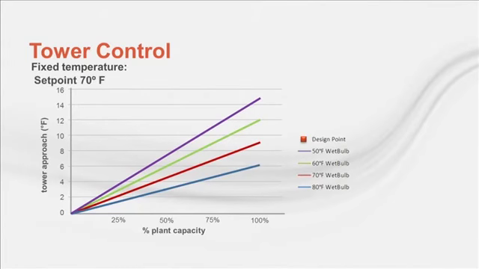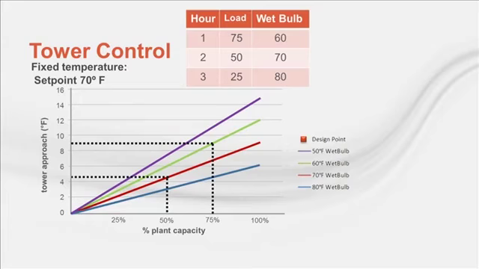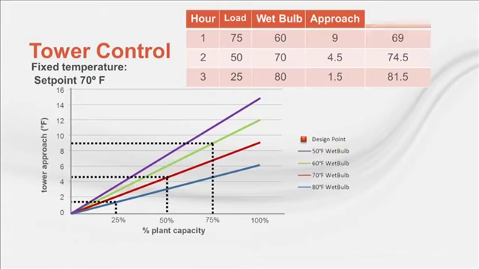Here's an example. The user enters a fixed tower leaving temperature of 70 degrees. Using the same graph from the last screen, we'll calculate the entering condenser water temperature for 3 different hours of the day. We'll look at 75, 50, and 25% loads with wet bulbs of 60, 70, and 80 respectively. The calculated approaches for each hour are 9, 4.5, and 1.5. The calculated entering condenser water temperature is equal to the wet bulb plus the approach.